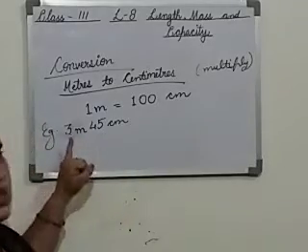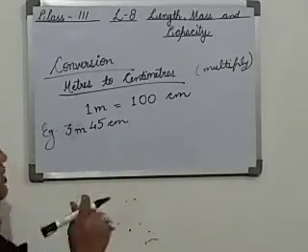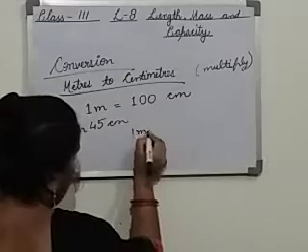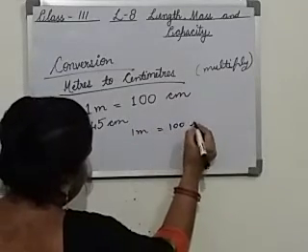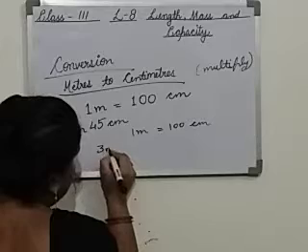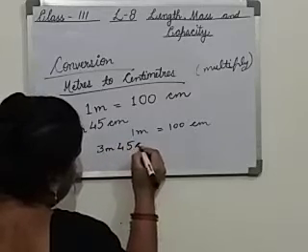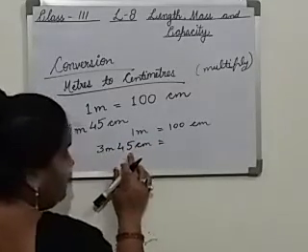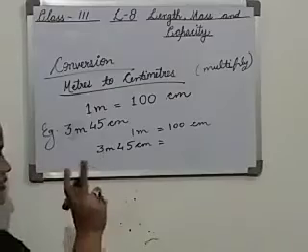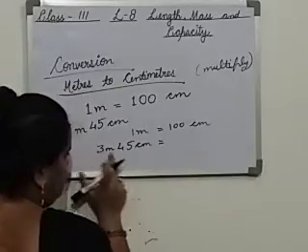So what we have to change? We have to change this 3 meters. So see very carefully how we have to do. 1 meter equals to 100 centimeter. 3 meter 45 centimeter equals to, this 45 centimeter will be as it is. Once again I am telling you, you have to change only this 3 meter.